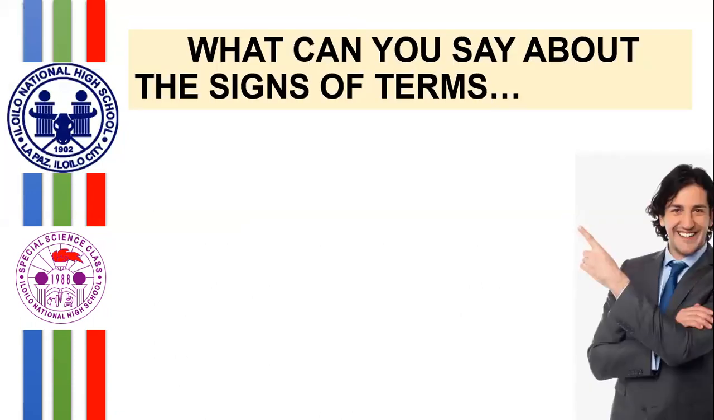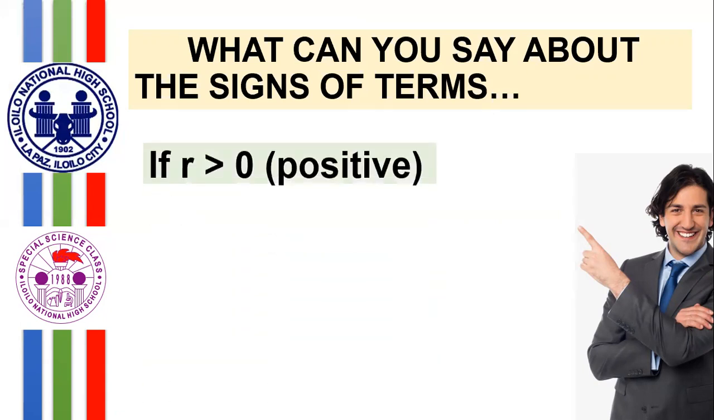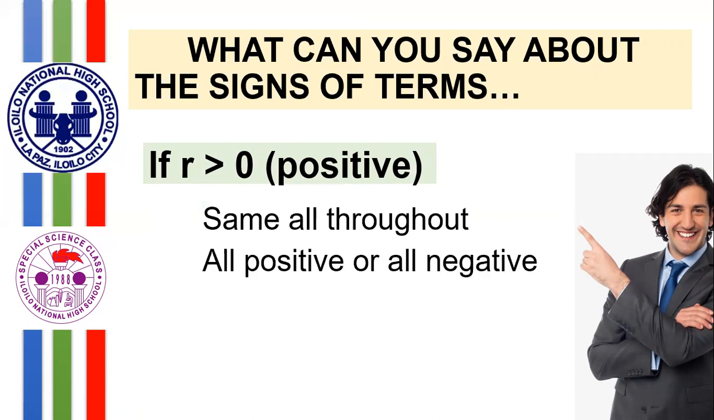So based on the activity that you just did, what can you say about the signs of the terms? Remember this. If the common ratio is greater than 0 or is positive, then expect that the signs of the terms is the same all throughout. Meaning to say, all of the terms are positive or all of the terms are negative.